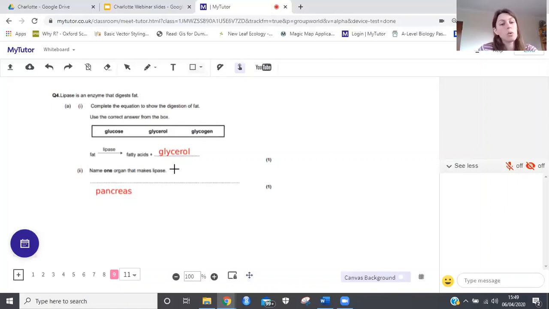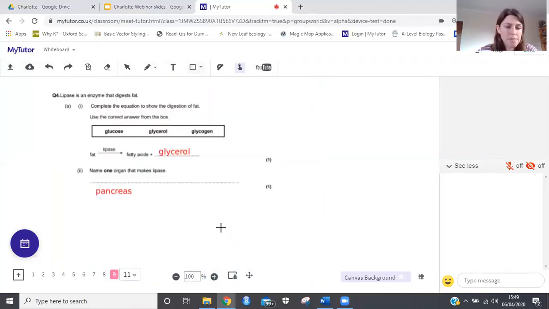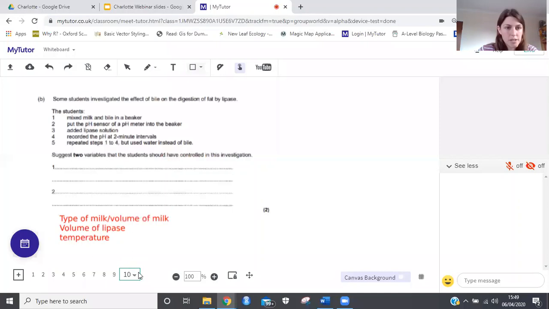Name one organ that makes lipase. Again, 1 mark. The answer to that is the pancreas. So if we go back to our table, see that lipase is produced in the pancreas.